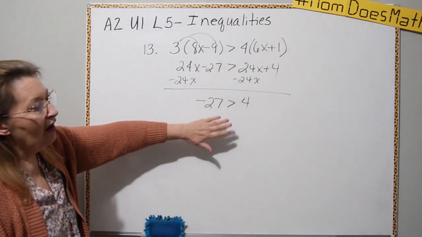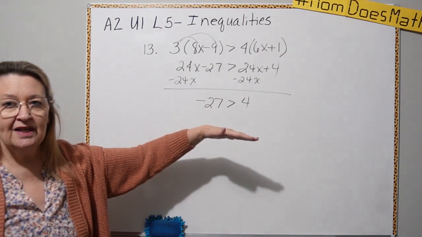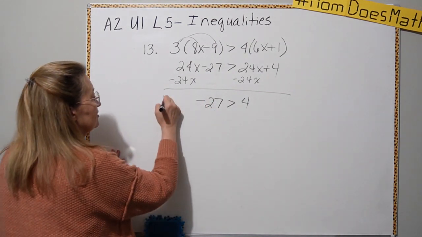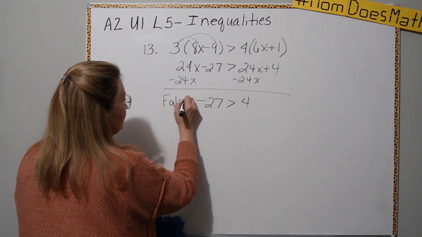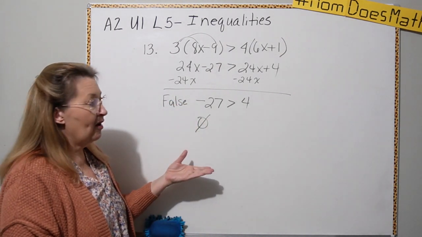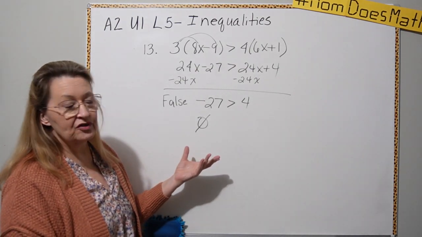Since you've eliminated all variables, what you have to do now is decide, is this a true statement or not? This is not a true statement. So the answer is no solution. There is nothing possible. And you don't have to graph it because there's no numbers.